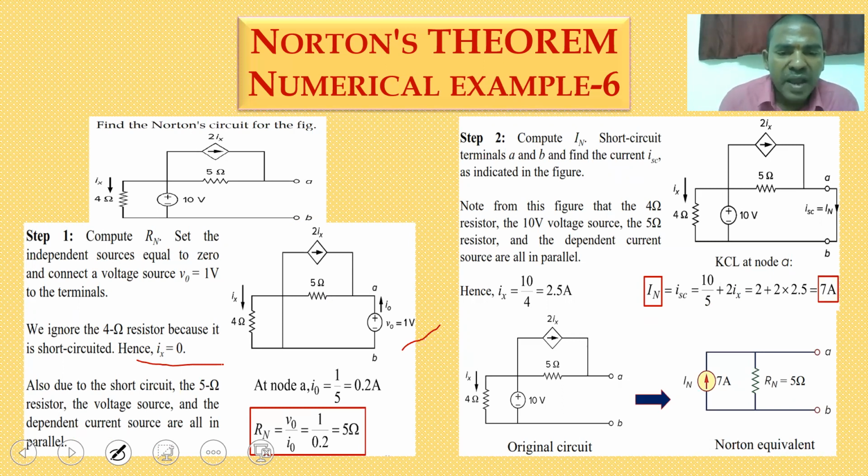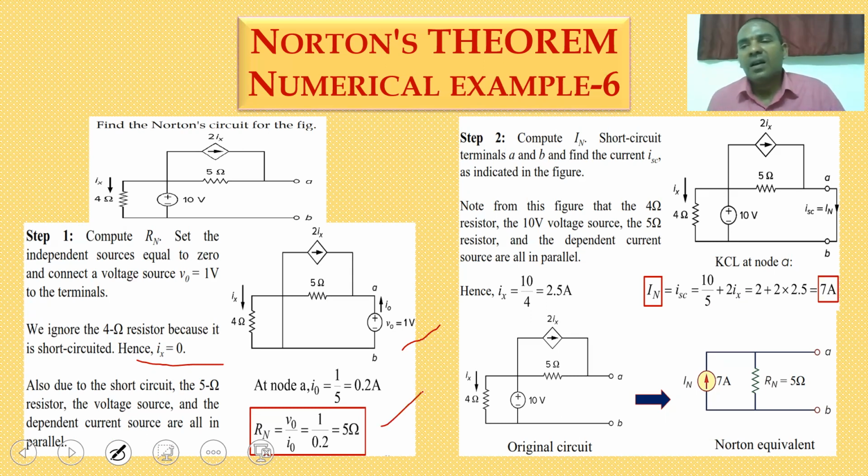So now by adding this 1 volt voltage source, you can go for the I0 value. How can you get the I0 value? I0 is equal to 1 divided by 5, that is equal to 0.2 amperes, because Ix is equal to 0. So now Rn is equal to V0 by I0, that is equal to 1 divided by 0.2. So finally you get 5 ohms.